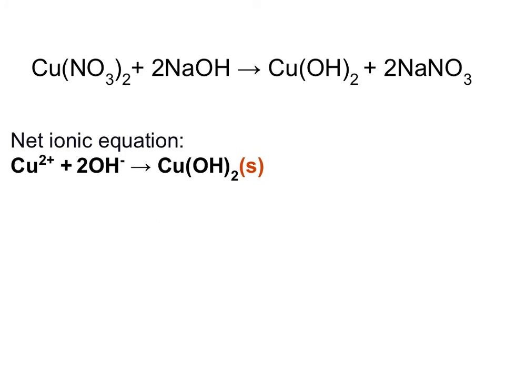Here we see an example of a net ionic equation. We have the reaction of copper 2 nitrate plus sodium hydroxide reacts to give us copper 2 hydroxide and sodium nitrate. The net ionic reaction in that equation is our copper 2 plus ion plus 2 hydroxide ions react to give us our copper 2 hydroxide precipitate. The net ionic equation shows us the, quote, real reaction that's going on. We'll take a look at how to write these over the next few slides.